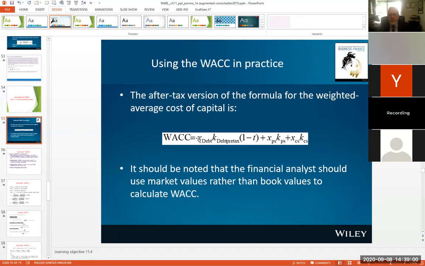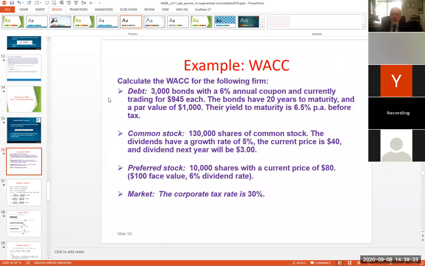What we're going to be doing is basically taking the cost of debt times the amount of debt, all adjusted by the 1 minus T factor. You're going to be adding to that the cost of shares, whether they're ordinary shares or preference shares. And so it's just basically an agglomeration, a weighted average.